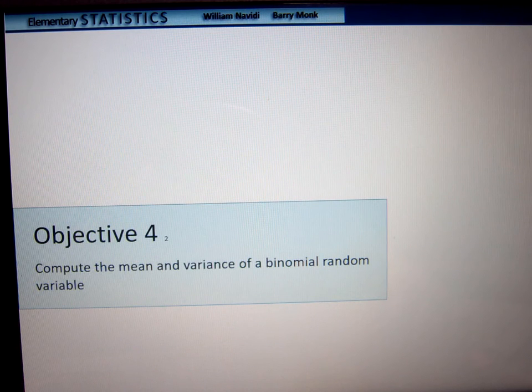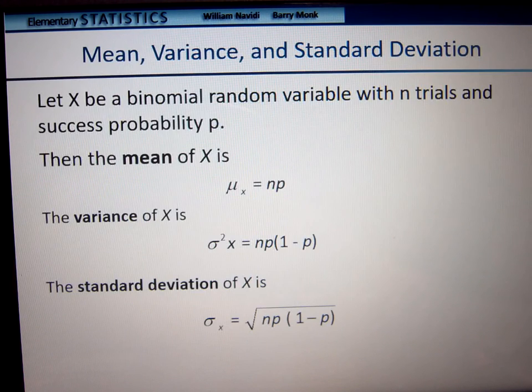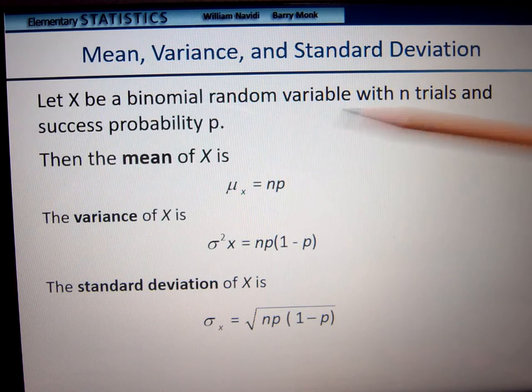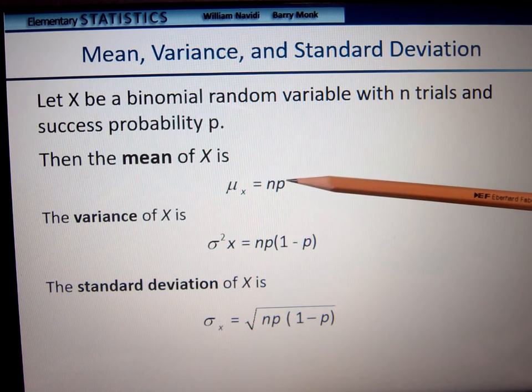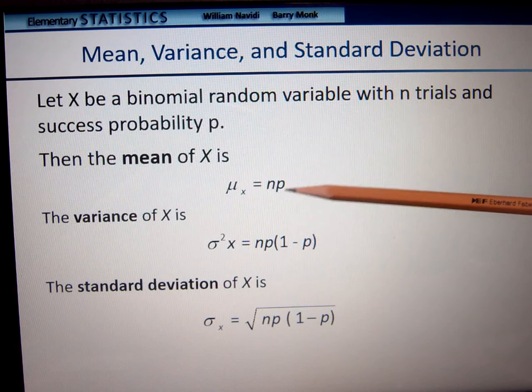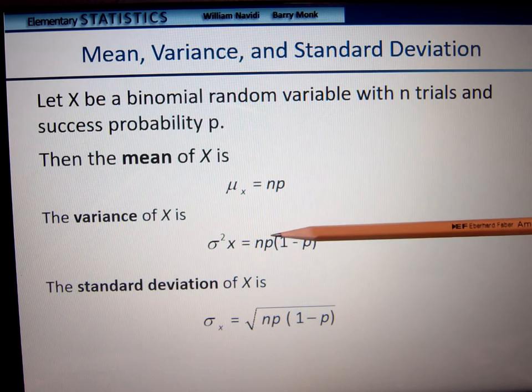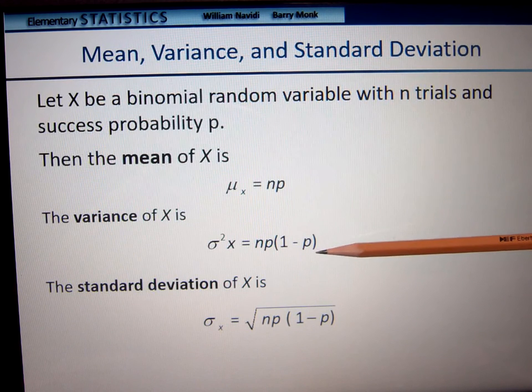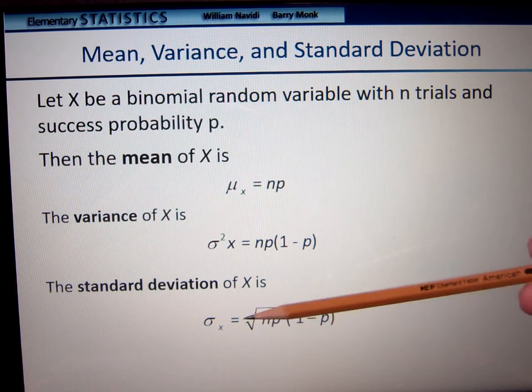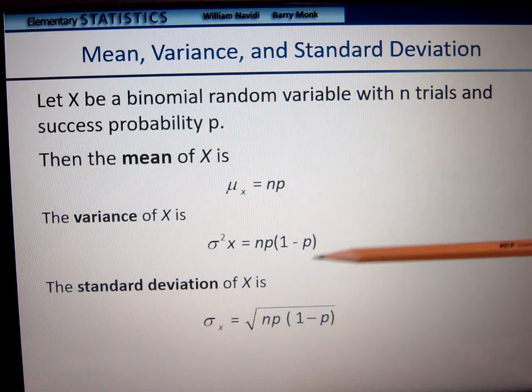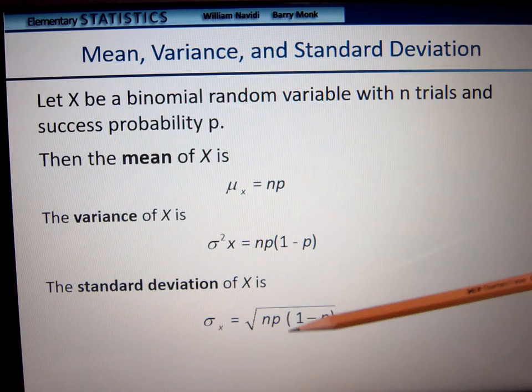All right, now we're going to take a look at computing the mean and the variance of the binomial random variable. Here we have the mean. We're going to take the value n times the probability. The variance is going to be n times the probability times its complement. And then the standard deviation, again, is simply the square root of the variance, which we knew as before.